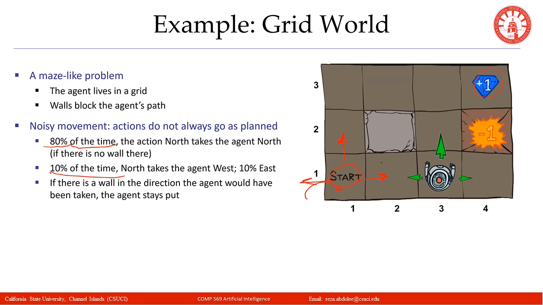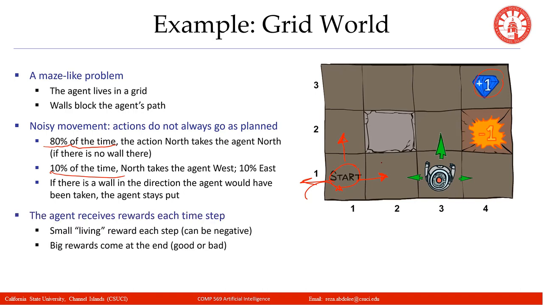And this is the difference between this search problem and the previous search algorithms that we have discussed during the first and second lecture. So we are going to solve this search problem considering these uncertainties. For each step the agent takes, there is going to be some reward. The rewards can also be negative here. A big reward normally comes at the end of the game. And the goal of the search problem is to maximize the sum of those rewards along the way.